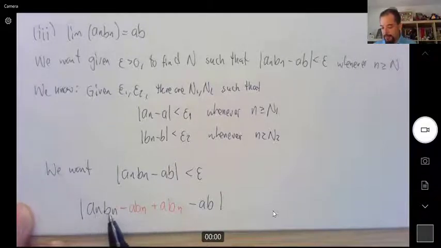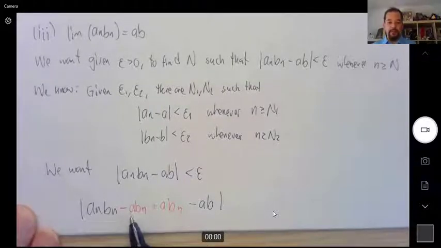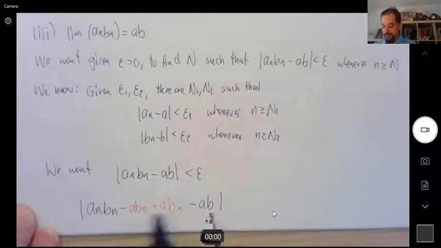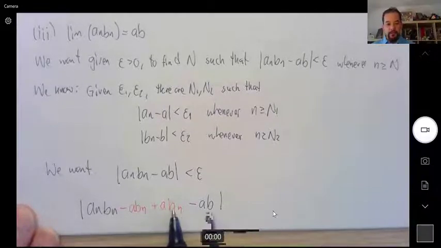So this ANBN has the sequence multiplied with itself. Whereas this one over here has a constant, because A is a constant, with an element of the sequence. And the last one has just 2 constants. So this is the way of looking for a middleman, right? Looking for half constant, half sequence. Negative AN BN with ABN.